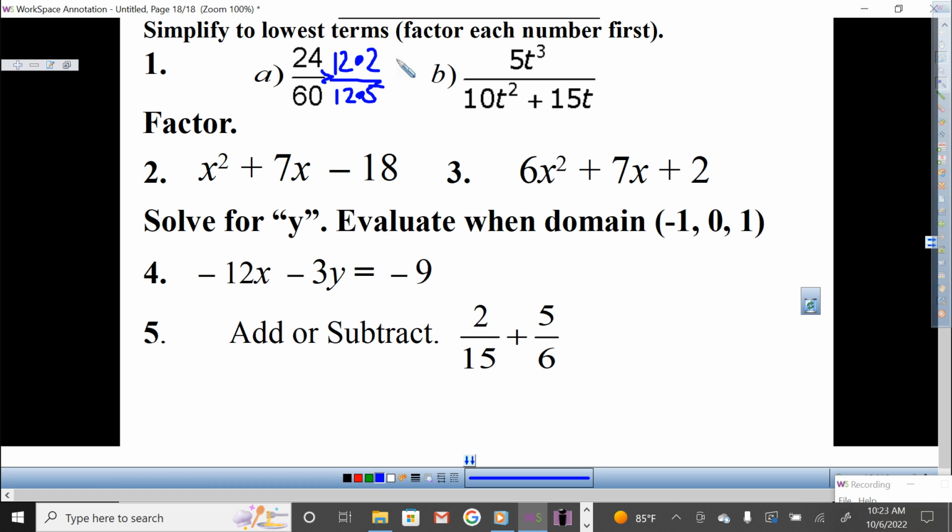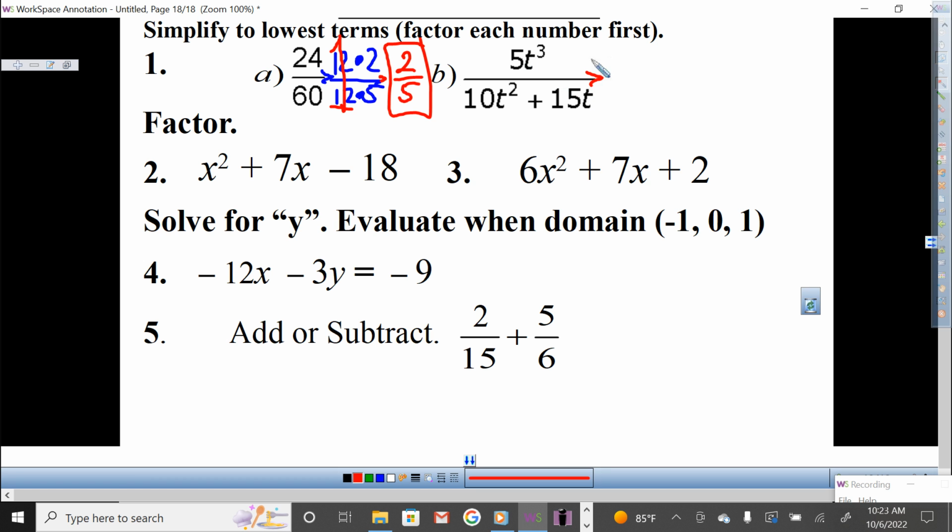That is correct. So, do you see a giant 1 here? Yeah, 12 divided by 12 is 1. What does that leave us with? That leaves us with 2/5. Okay, let's go to part B.